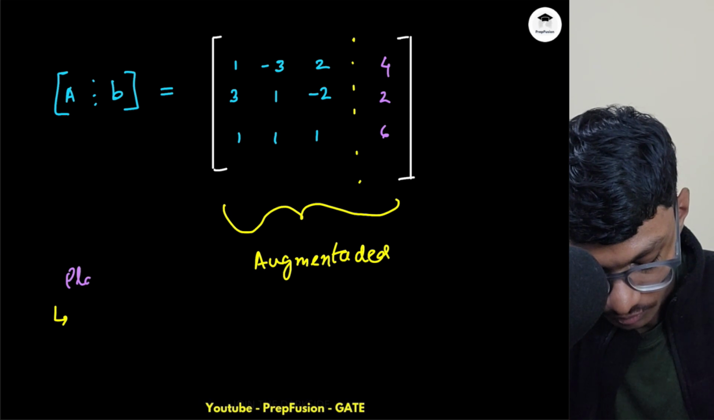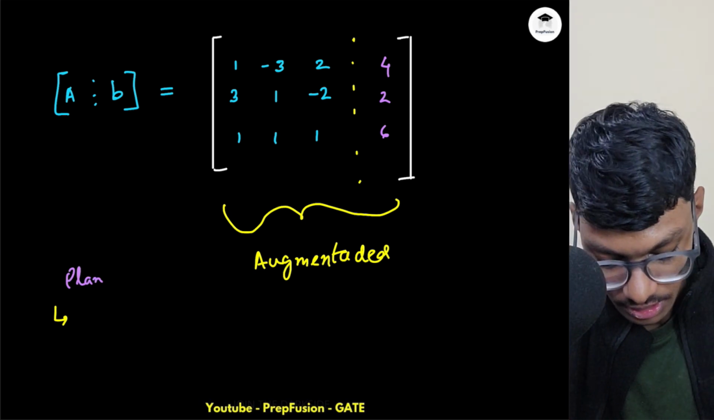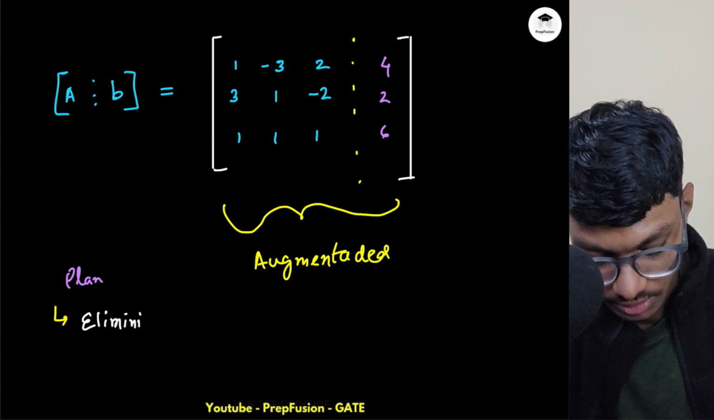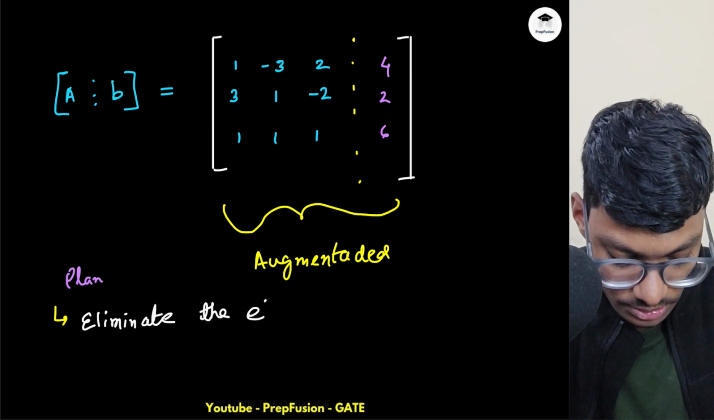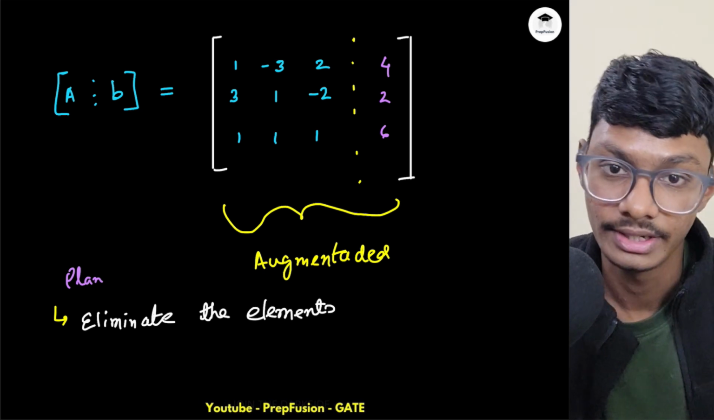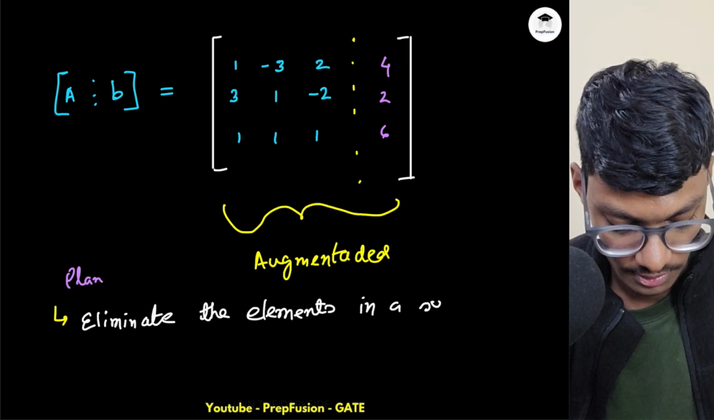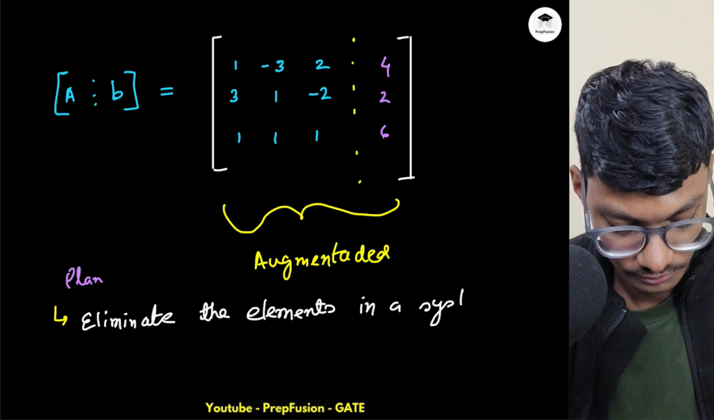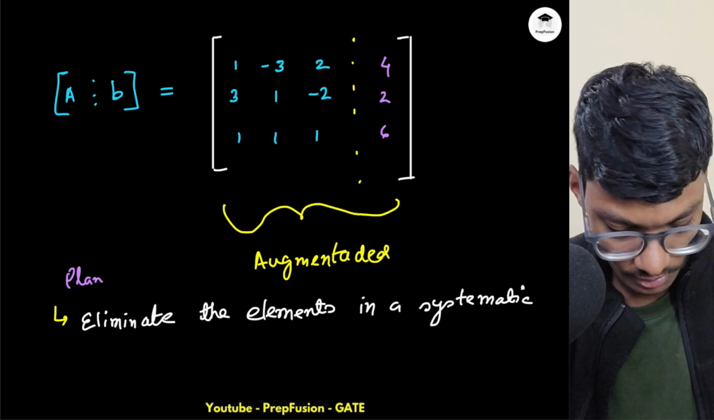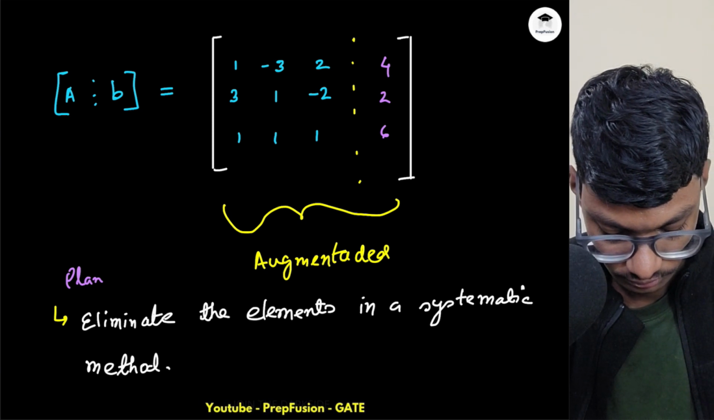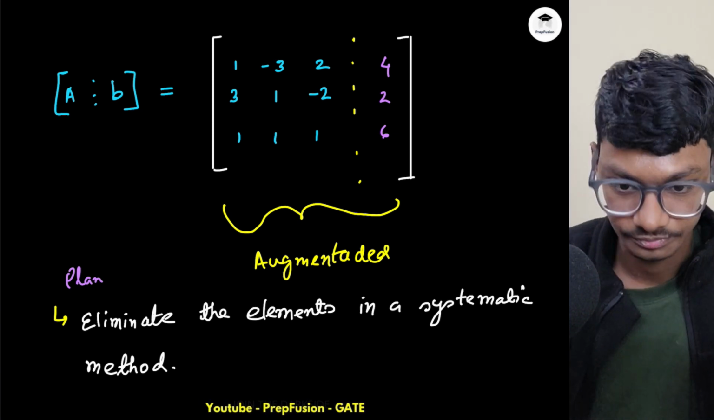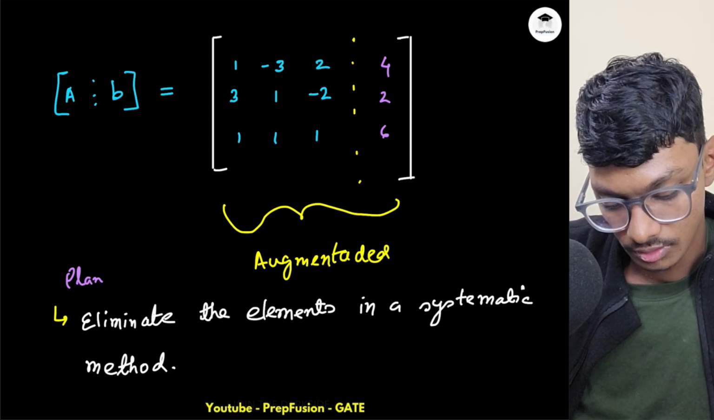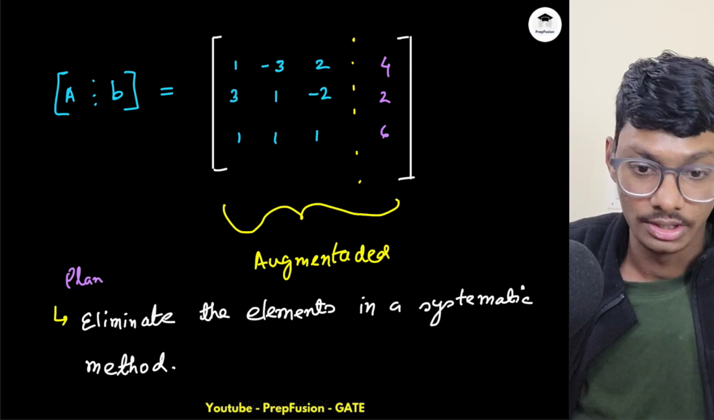Okay, now what we do, what should be our plan? After forming this matrix, our plan should be to eliminate the elements in the matrix in a systematic method. Okay, so this is basically what we do. So how will you eliminate? We'll try to make as many zeros as possible, and in a systematic manner.